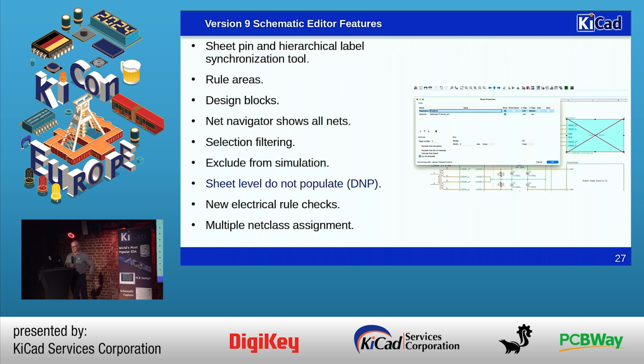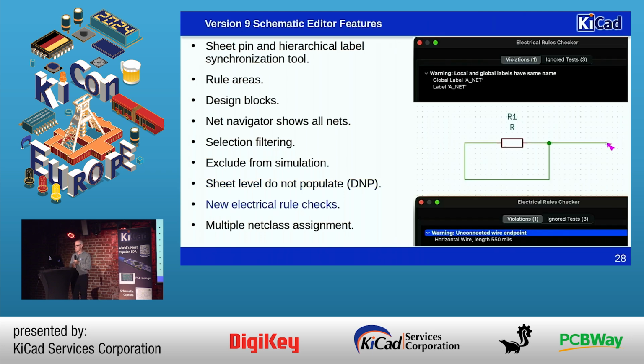You can do not populate at the sheet level. Prior to this, you could only do not populate at the symbol level. So if you had a whole section of the board that you didn't want to populate, you couldn't do that. Now you can just say do not populate, and you'll get the red X that indicates that whole sheet won't show up in the bill of materials.